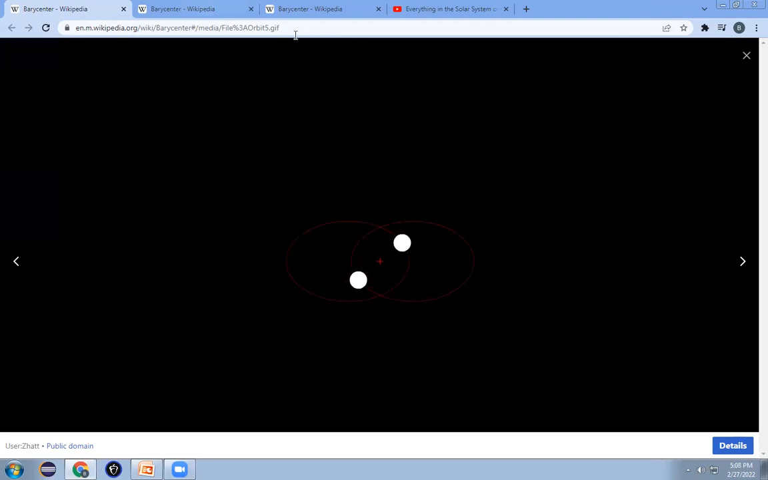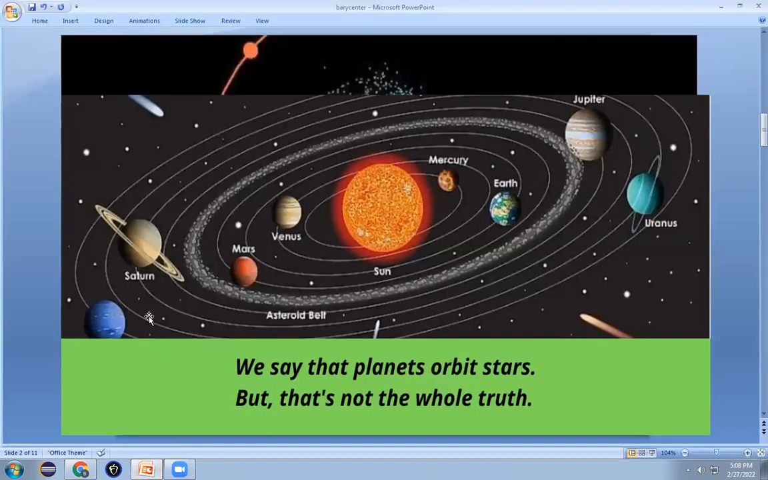And now let's see another one. If you observe this, the plus sign in the middle is the common center of mass. So both the star as well as the planet are orbiting around this common center of mass. So this center of mass is called Barycenter. Is it clear? In this figure also, in this elliptical orbit, there is a common center of mass. Both the star as well as the planet are orbiting around it, which is called Barycenter. So that's about Barycenter.